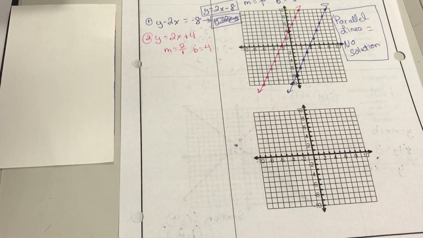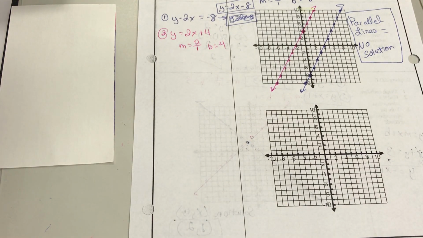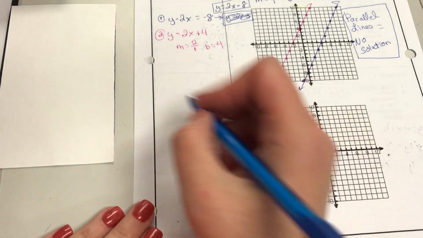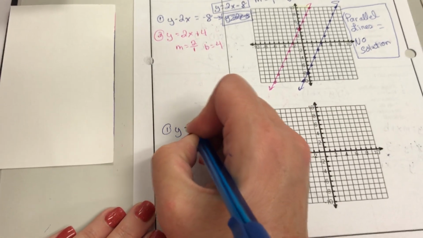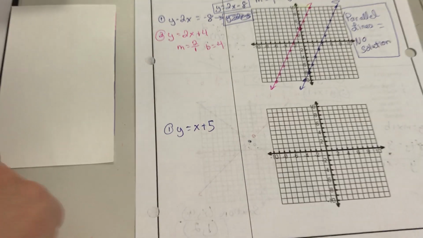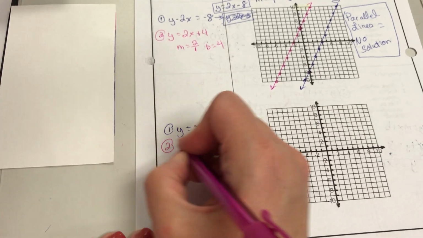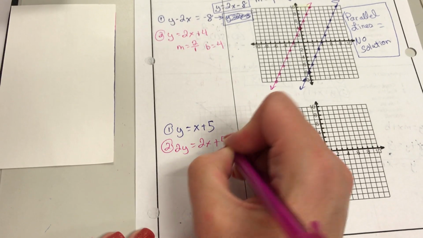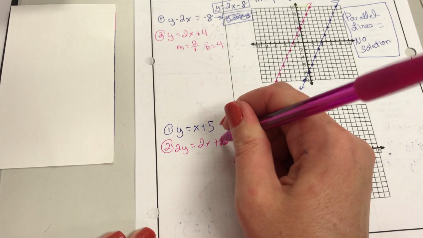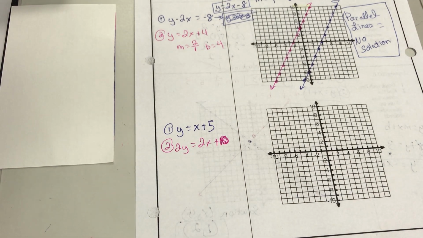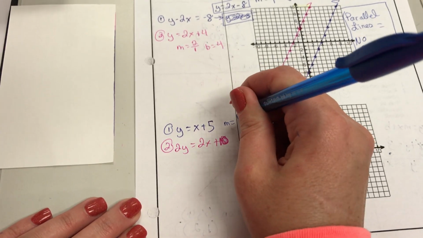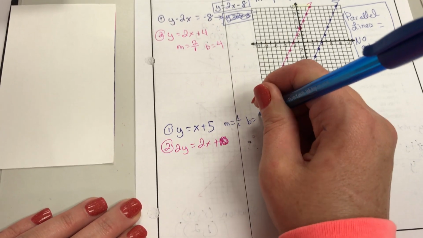Okay, let's take the graph and let's graph one more. Okay, here we go. Let's graph y equals x plus 5. In the pink, number 2, we'll graph 2y equals 2x plus 10. Now, is the first one in slope-intercept form? Yes. My m is 1, so that's 1/1. My b is 5.